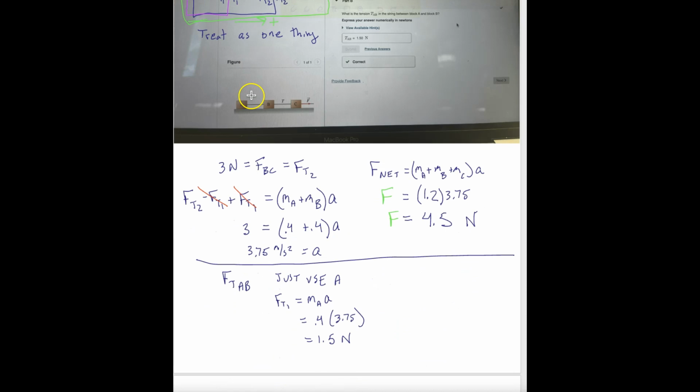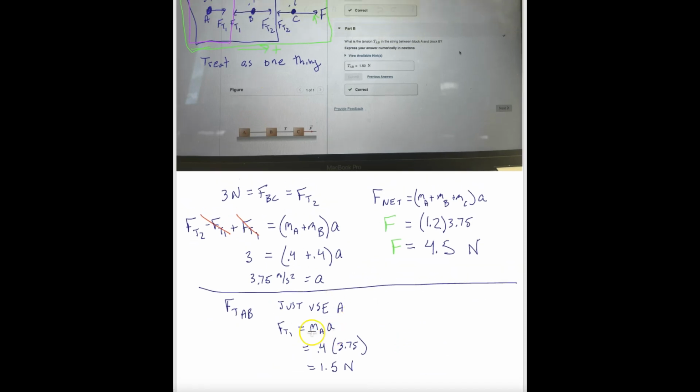So now we see that FT1 is the only force going to the right. So that has to equal the mass of A times the acceleration, which we know is 3.75. So I just multiply the two together, and I get my answer.